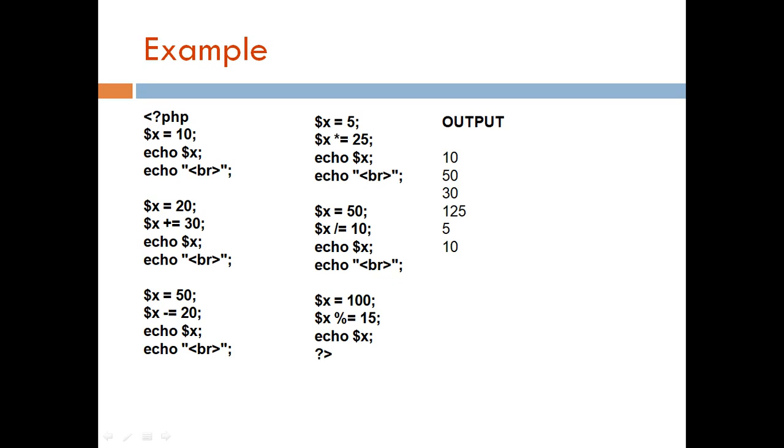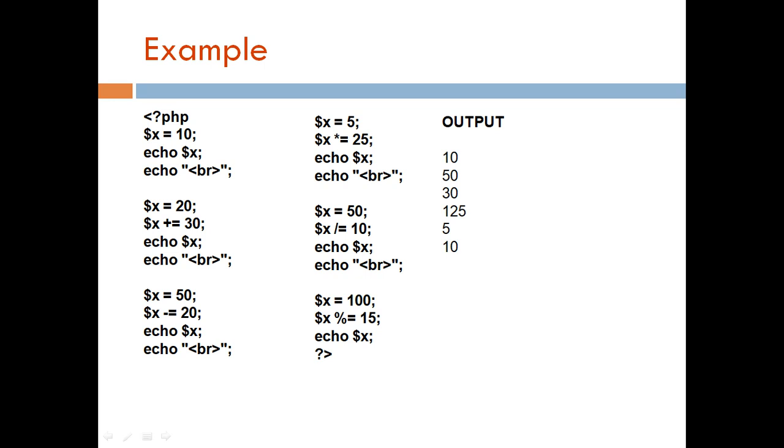Example here, x equal to 10. When you display it, 10 is displayed as such. Next, x equal to 20. Now, x plus equal to 30 means this can be written as x equal to x plus 30, which means already here the value is 20. So, x equal to 20 plus 30. So, it yields 50. That output is returned.